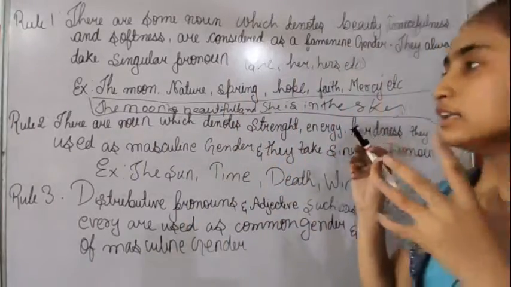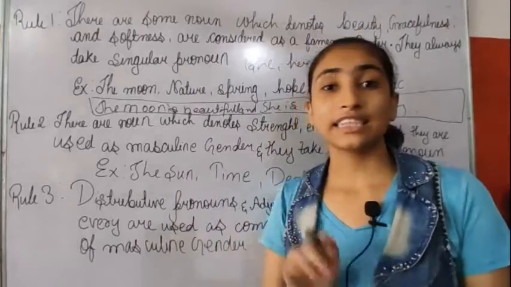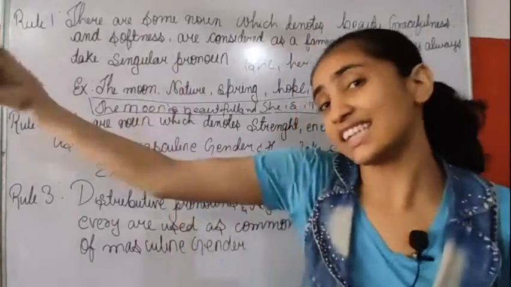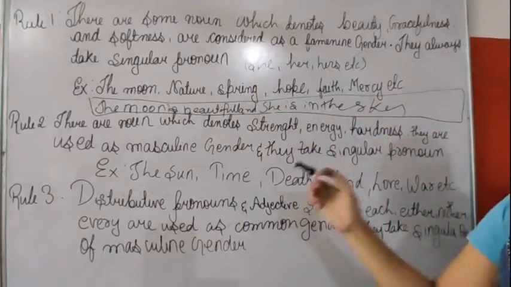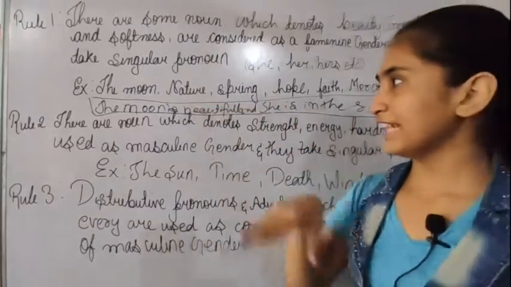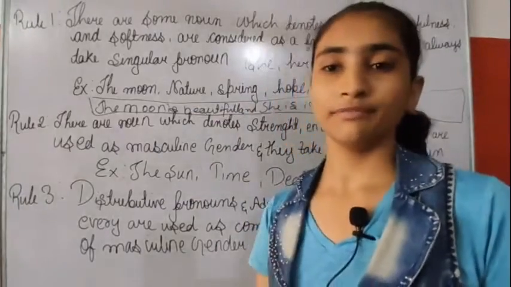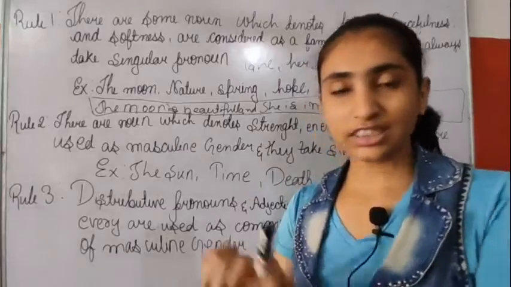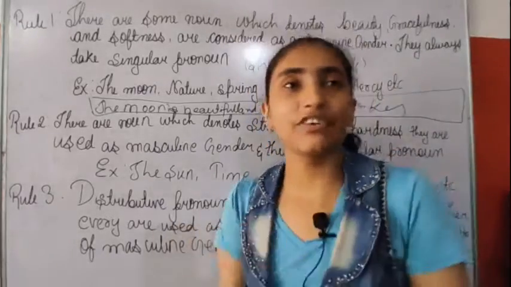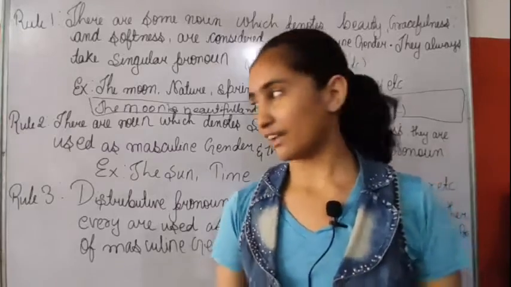The earth is a heavenly body and she is in the sky. Now you can easily identify. Now take one more example. Nature is the gift of God and she is very beautiful. I think you can easily identify.